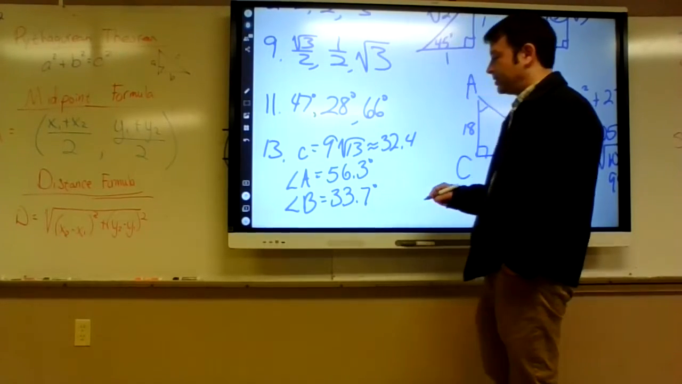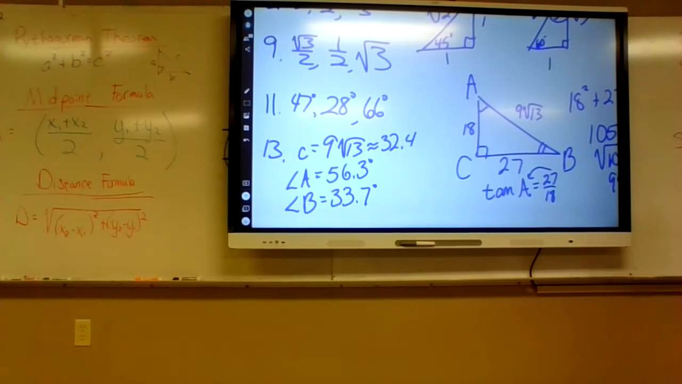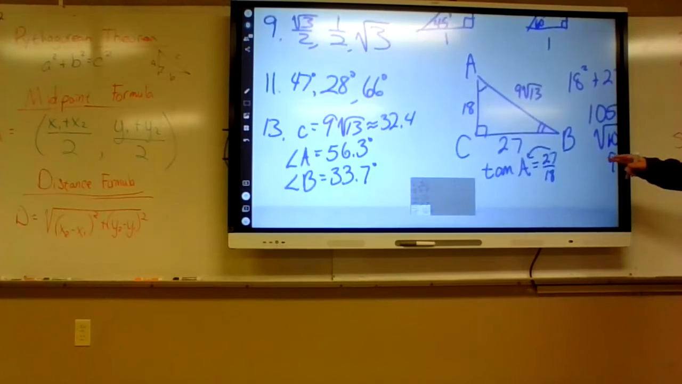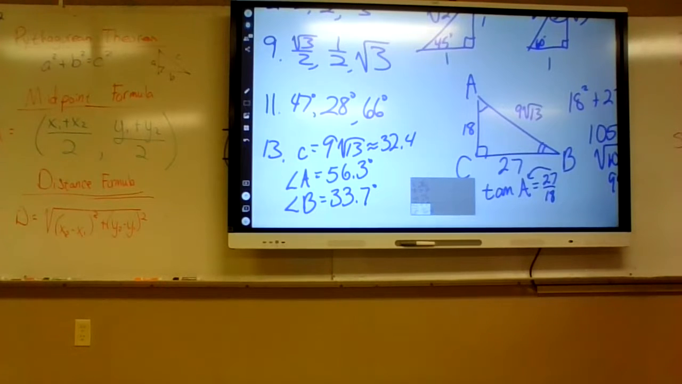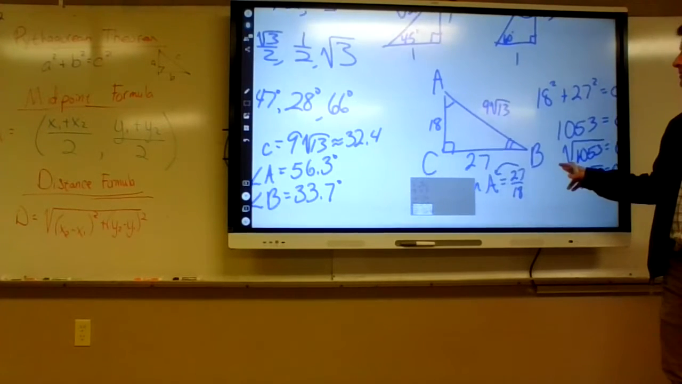You could still use trig on it. You could do tangent inverse of 18 over 27. But if you know two angles in a triangle, you can find the third angle by just subtracting from 180. Yes. All right.